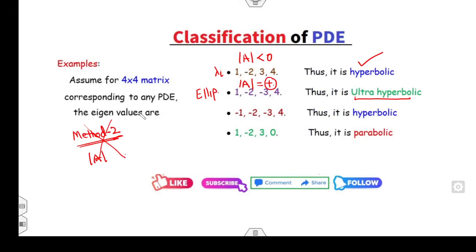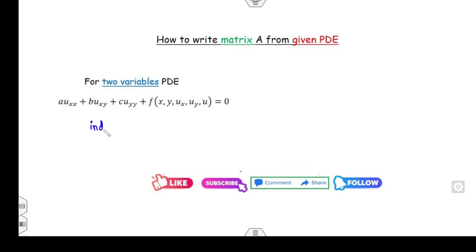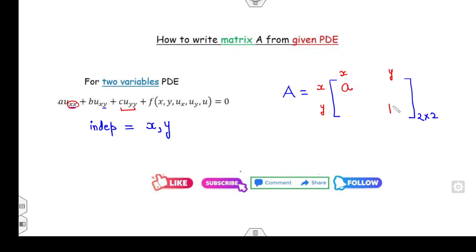Now the question is how we can write the matrix A. A very simple approach I will tell you. First of all, look at that. How many independent variables? Can you identify the independent variables? Only 2, x and y. So your matrix A is 2 cross 2. What are the independent variables? x, y. The coefficient of xx, you can see these are the terms of xx. The coefficient is A. Similarly, the coefficient of y is C.